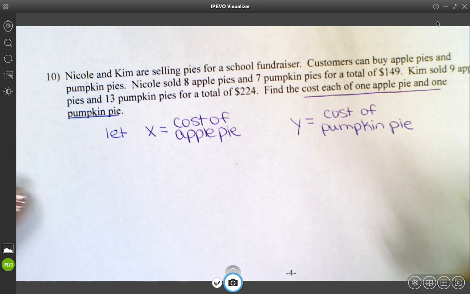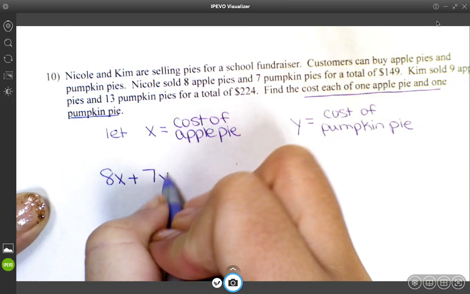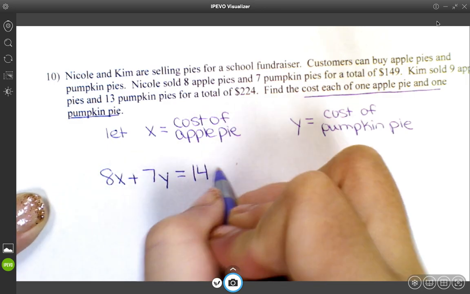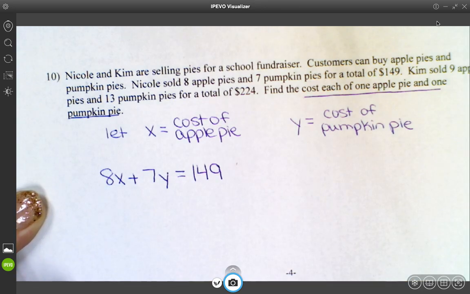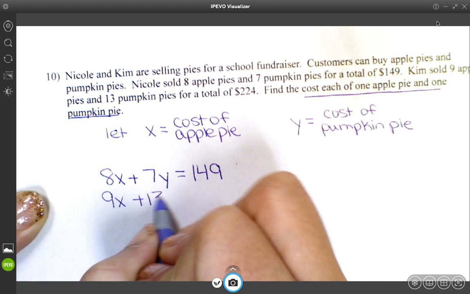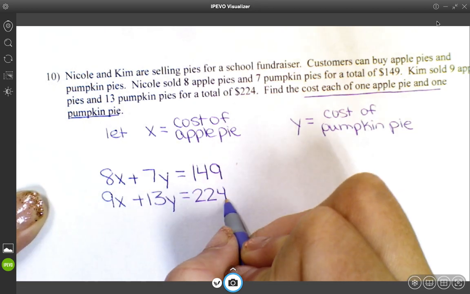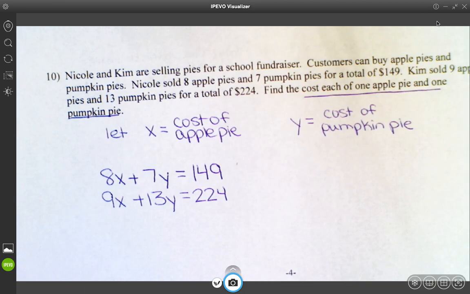What should we write? 8x plus 7y equals 149. And what about an equation for Kim? 9x plus 13y equals 224. All right, now how should we multiply to get these to eliminate?